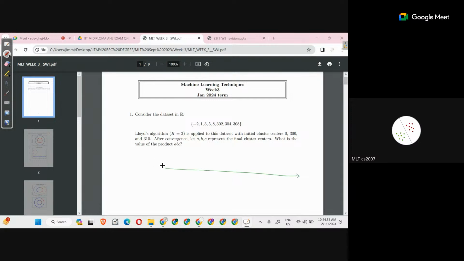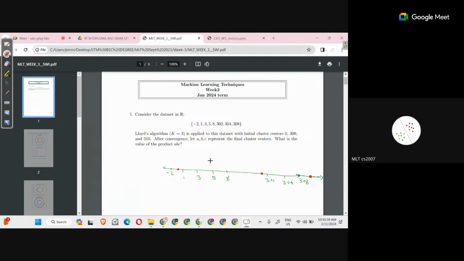Okay, let's put all the points on one line. -2, 1, 3, 5, 8. Obviously, 302 will be 2, 308. Okay, let's increase this line also. So in this case, where is our first cluster center? At 0, somewhere here. Second cluster center 300. Third cluster center 310.